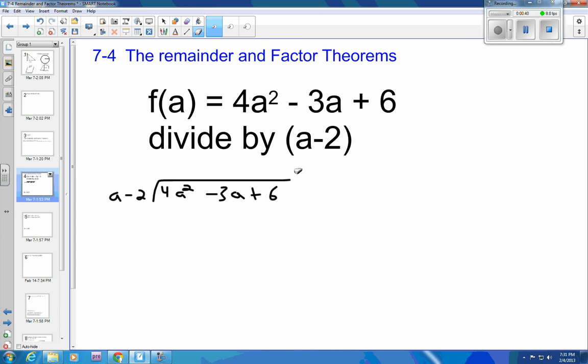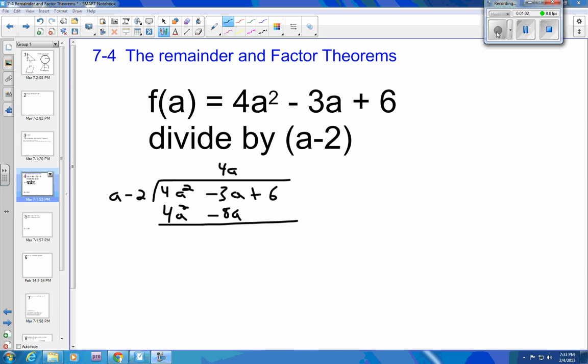Trim this up a bit. I'm going to take a goes into 4a squared, and that is going to be 4a times. 4a times a is 4a squared. And then the 4a times the 2 would be a minus 8a. So the 4a squared cancels out, and when we subtract, negative 3a minus a negative 8a is actually a plus 8a, so that's going to be a 5a, written really messily.